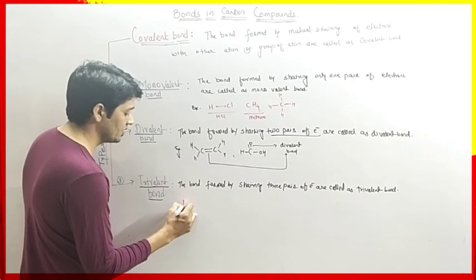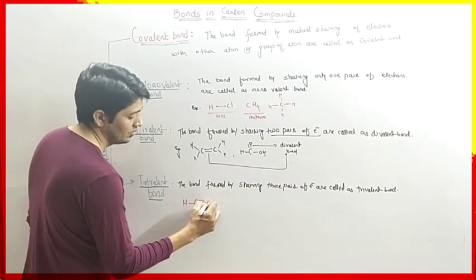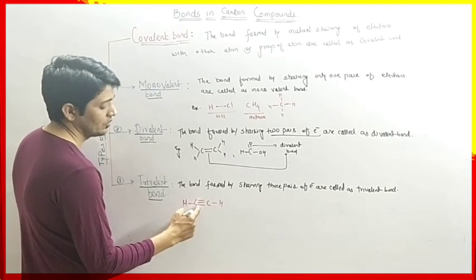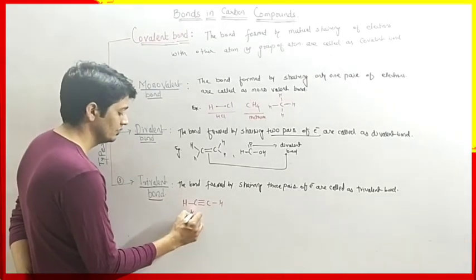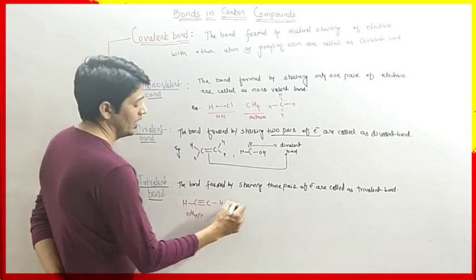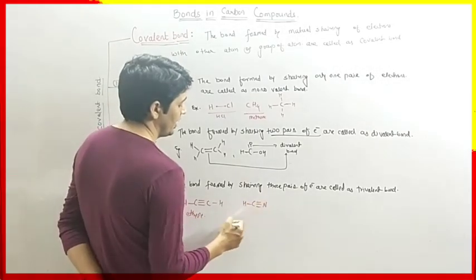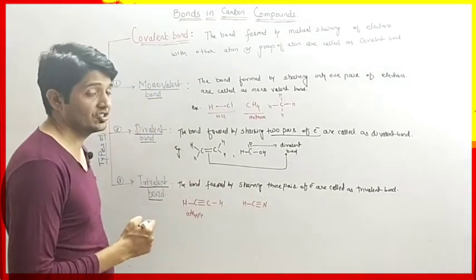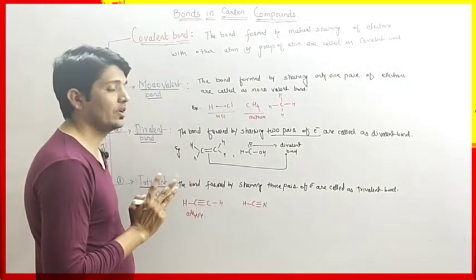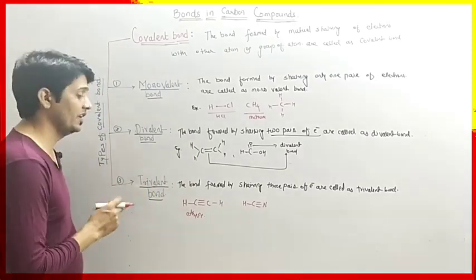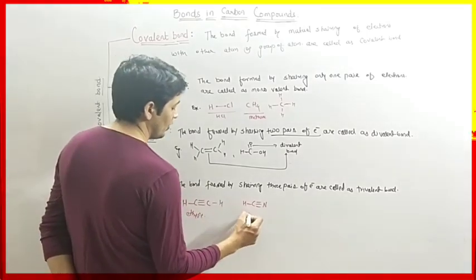Example, we have ethyne, HC triple bond CH. So this is the trivalent bond. It is ethyne. And again we have HC triple bond N, hydrogen cyanide. It is HCN. Here again carbon and nitrogen contain trivalent bond because they are formed by sharing three pairs of electrons. So it is ethyne, it is hydrogen cyanide.